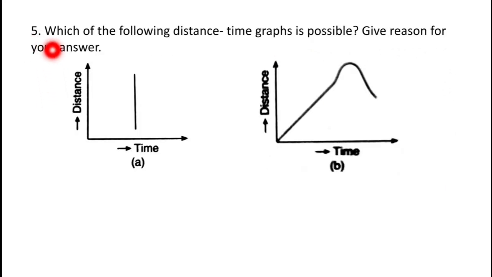See problem 5. Which of the following distance time graphs is possible? Give reason for your answer. So let us study these distance time graphs and find out whether they are possible or not. See graph 1. Graph 1 is the distance time graph in which time is represented along the x-axis and distance is represented along the y-axis. Now from this graph it is clear that the graph is a straight line which is parallel to the distance axis. It means that distance is continuously changing, but there is no change in time.